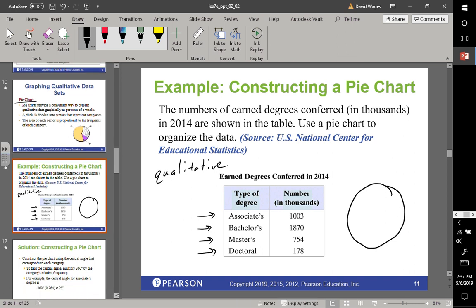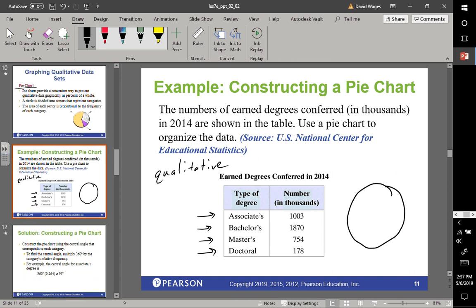Now, the great thing about tools like Excel is that Excel will let us put that data in, and it will generate a pie chart for us very quickly. But if we're having to do this by hand and we're having to use a compass and protractors, we need to know, for example, what angle each section is represented by. We know that in a complete circle, there are 360 degrees all the way around.